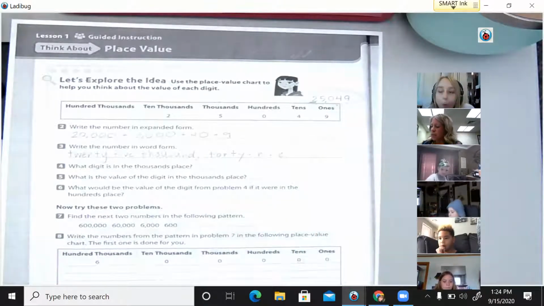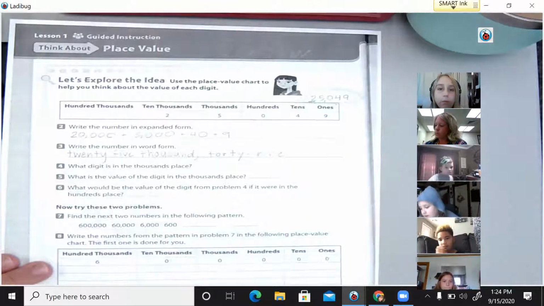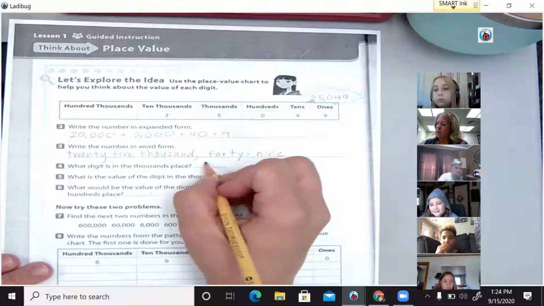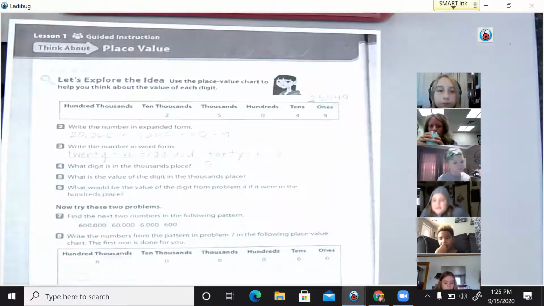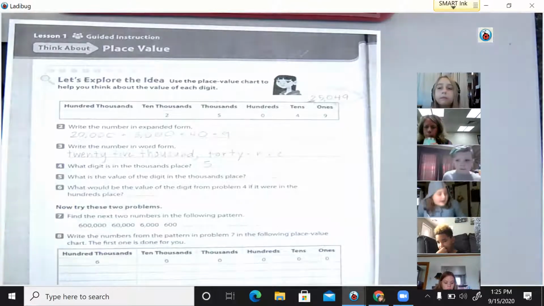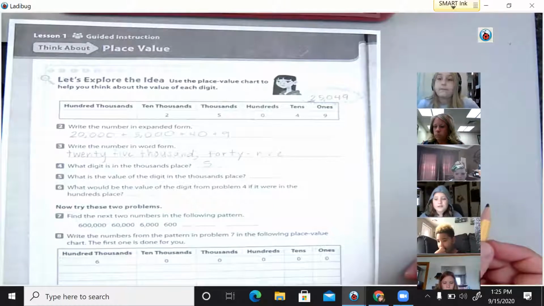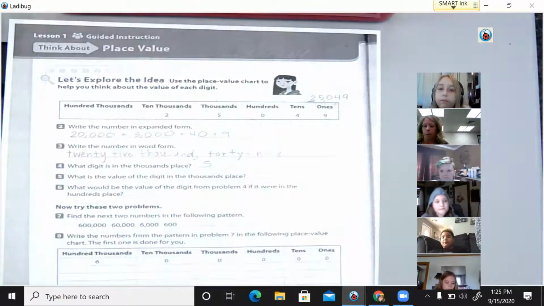Okay, let's have Olivia. Number 4, what digit is in the thousands place? Five. How did you know that, Olivia? What did you use? I used the place value chart. Yeah, you use the chart right here, and it's laid out pretty nicely for you.